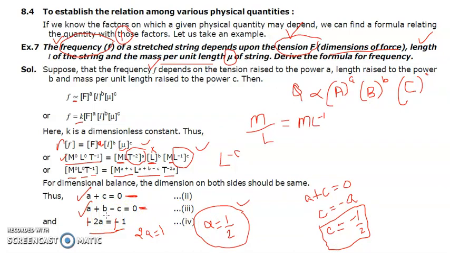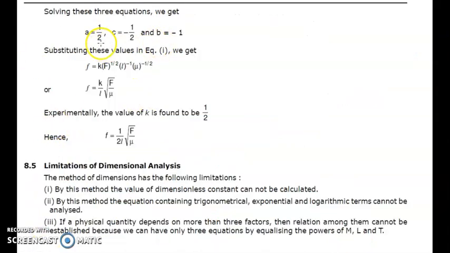Now after calculating the values for a, b and c, what we have to do is put these values in the above equation. Since a has the value half, c has the value minus half, and b has the value minus 1, substituting these values in the above equation, we get frequency f is equal to K into, we know that tension F raised to the power a, and a has the value half, so we will simply take F raised to the power half. Length was having the power b, and b has the value minus 1, so length raised to the power minus 1.